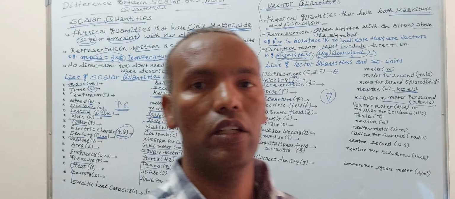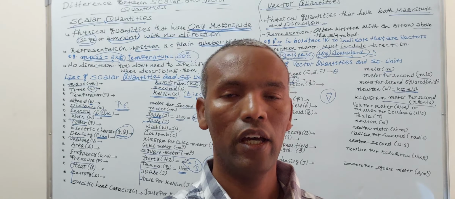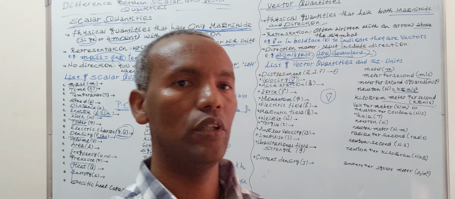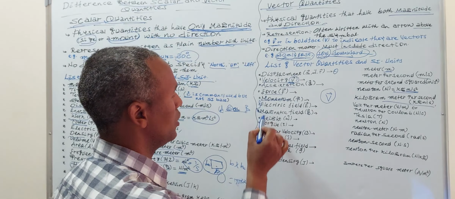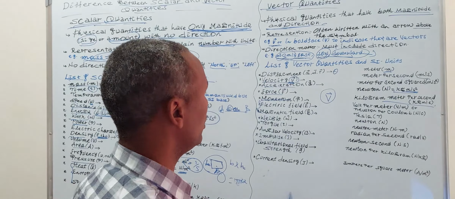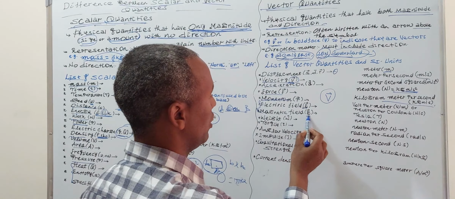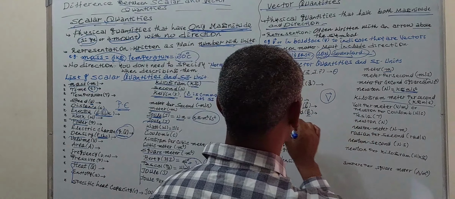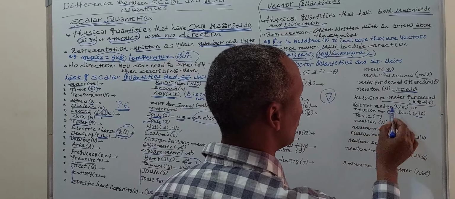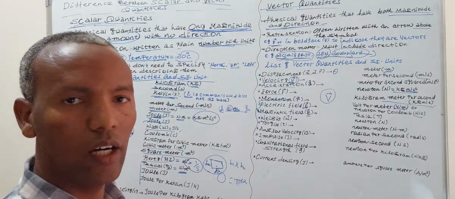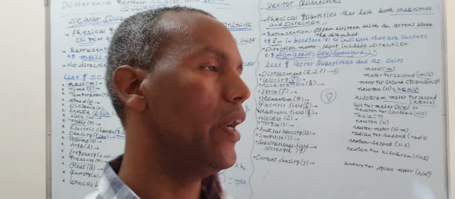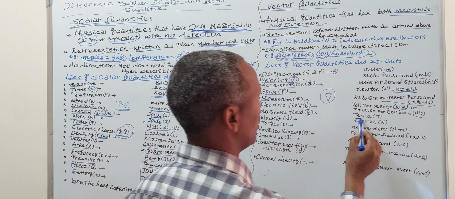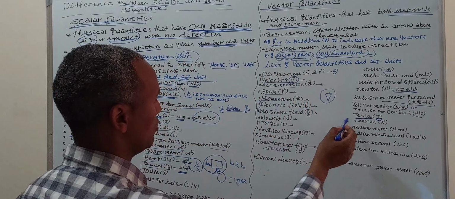And then other vector physical quantities are the electric field and magnetic field. Those are vector physical quantities. We can express the electric field using E, and B for the magnetic field. The SI unit of electric field is Newton per coulomb, or volt per meter, and the SI unit of magnetic field is Tesla. We can represent Tesla using T.